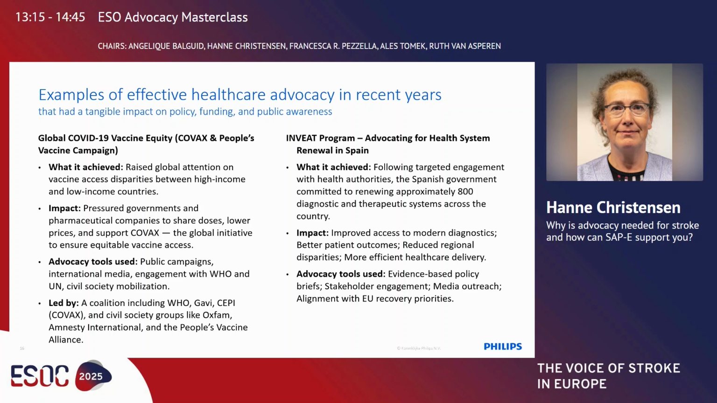And that was already mentioned in the beginning. There's of course a big healthcare agenda by the World Health Organization and the United Nations. And we as stroke community can also be smart to tap into that global agenda. So what is on the agenda of the World Health Organization and the United Nations, and how can we advocate for stroke as part of that? But this specific example was also led by a coalition that included the World Health Organization and a few other civil society groups that together teamed up and made a lot of noise about the need for vaccine equity.